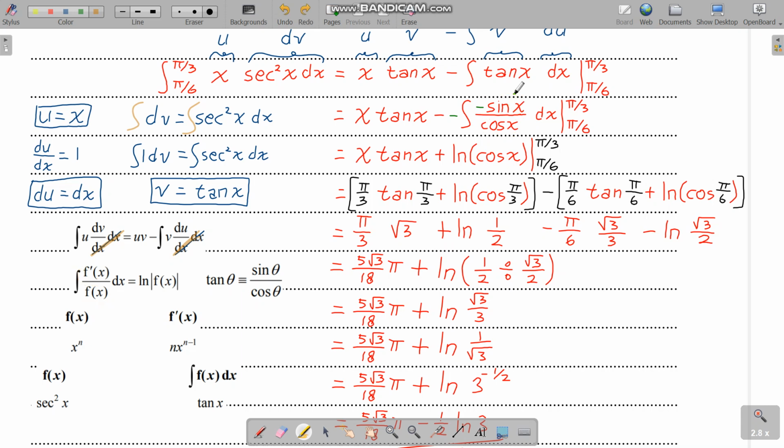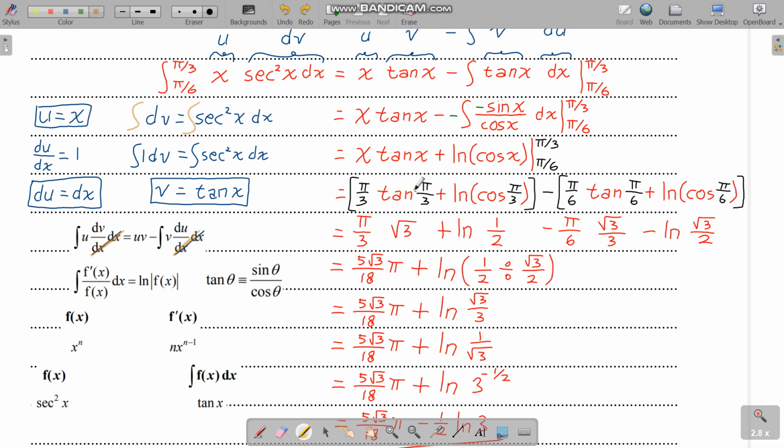So that's why we modify this. We multiply by minus, and we also multiply by minus. So actually we're not changing anything, but this is now the derivative of the denominator. We can use this rule, and what we get is ln the denominator. That's why we have ln cos x. And then we plug in the terminals of integration and then subtract.